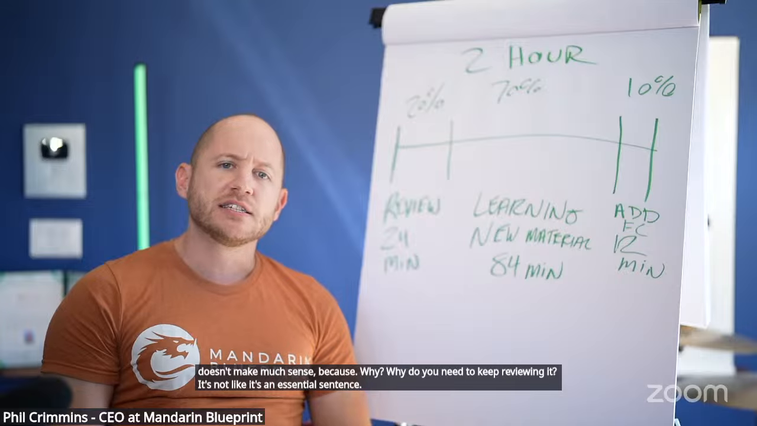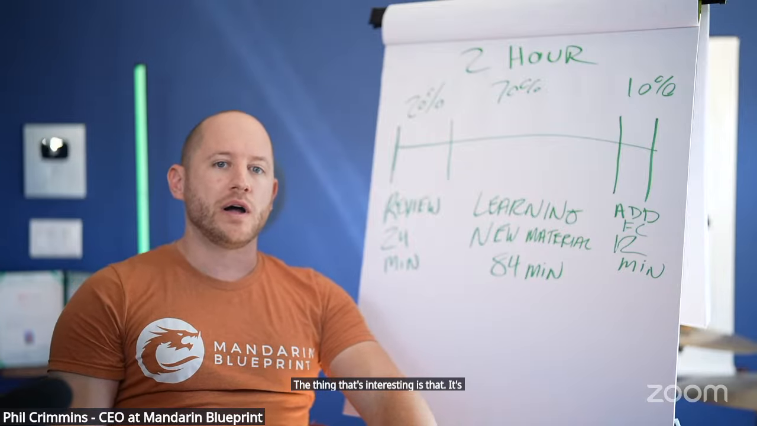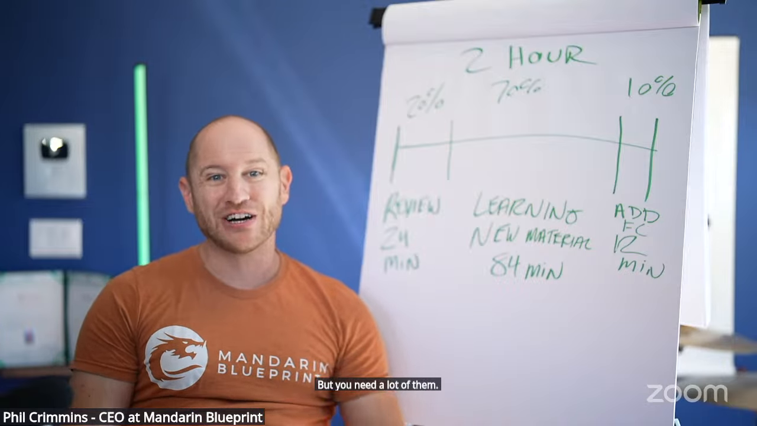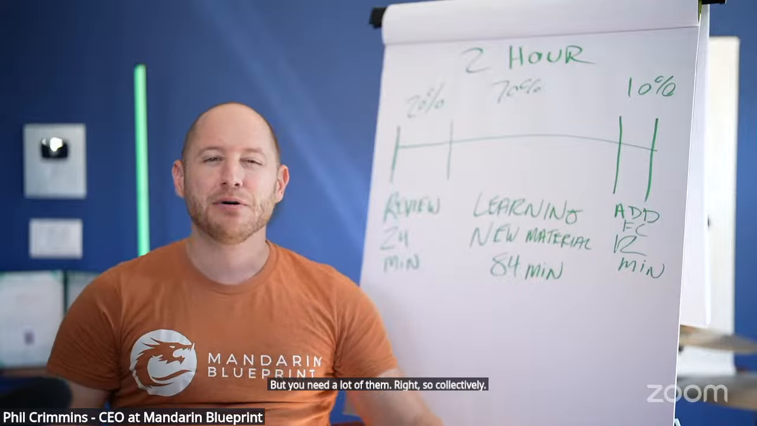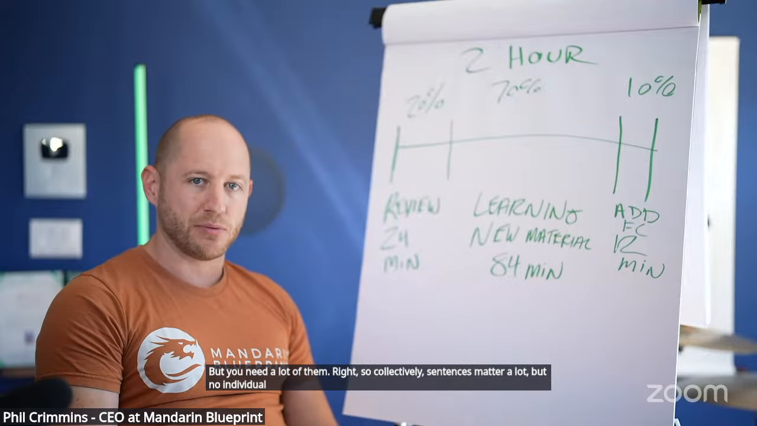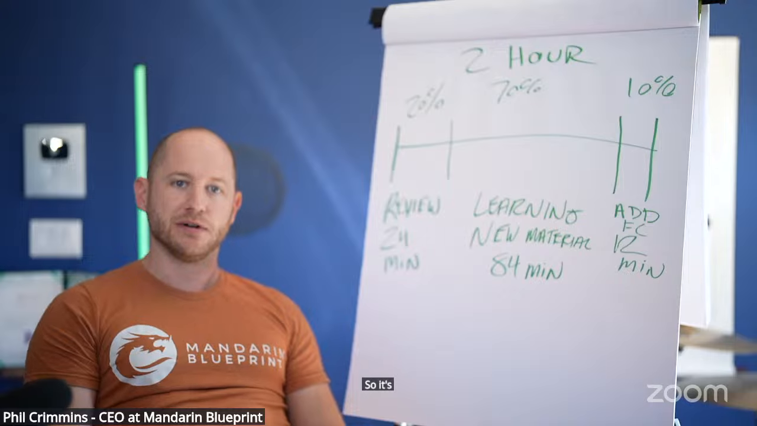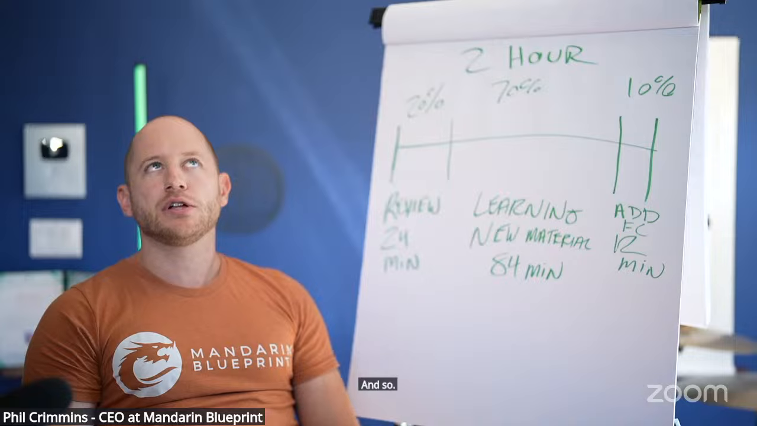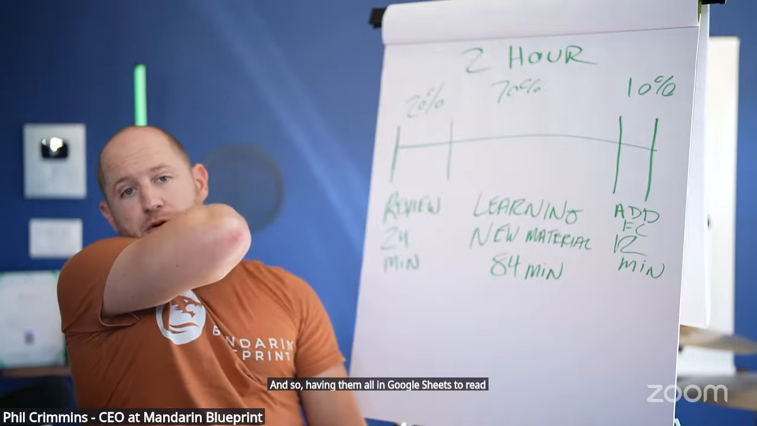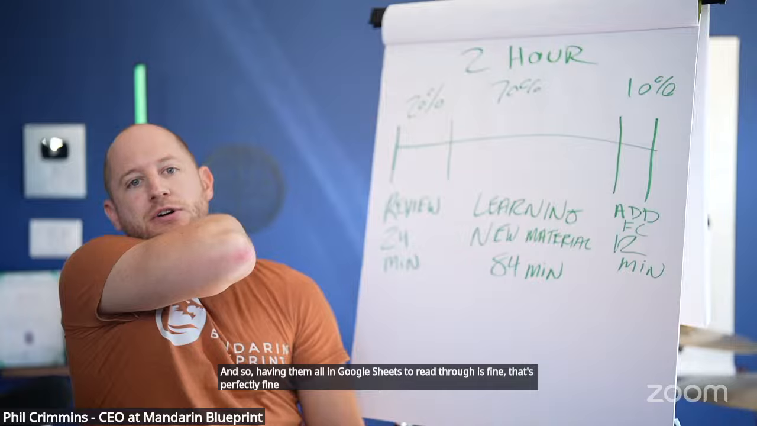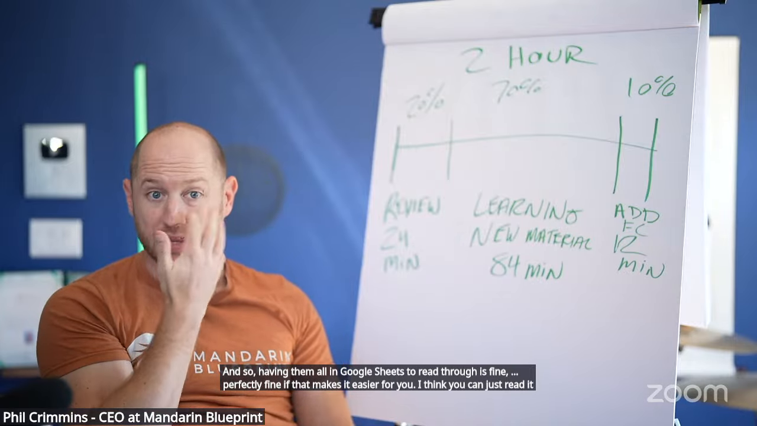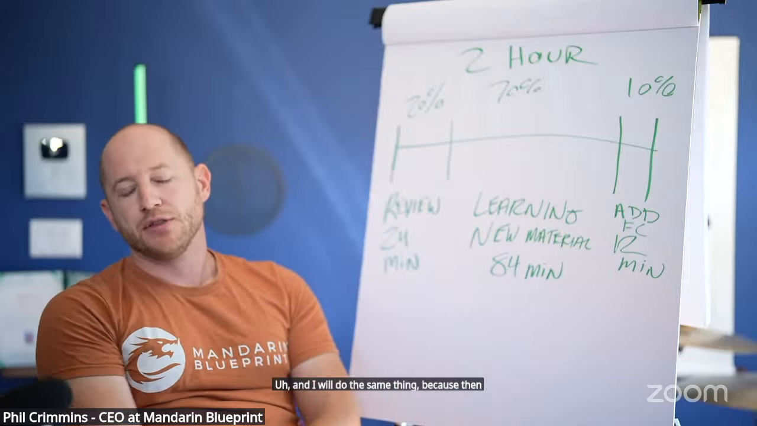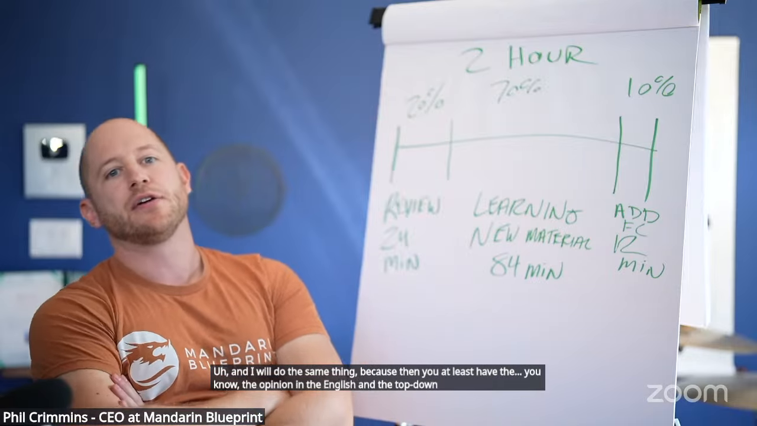The thing that's interesting is that it's true that no one individual sentence matters, but you need a lot of them. So collectively, sentences matter a lot, but no individual sentence is that important. Having them all in Google Sheets to read through is perfectly fine if that makes it easier for you. I think you can just read it on our website as well, on the course lesson page, and that will do the same thing, because then you at least have the pinyin and the English and the top-down words all written out there for you.